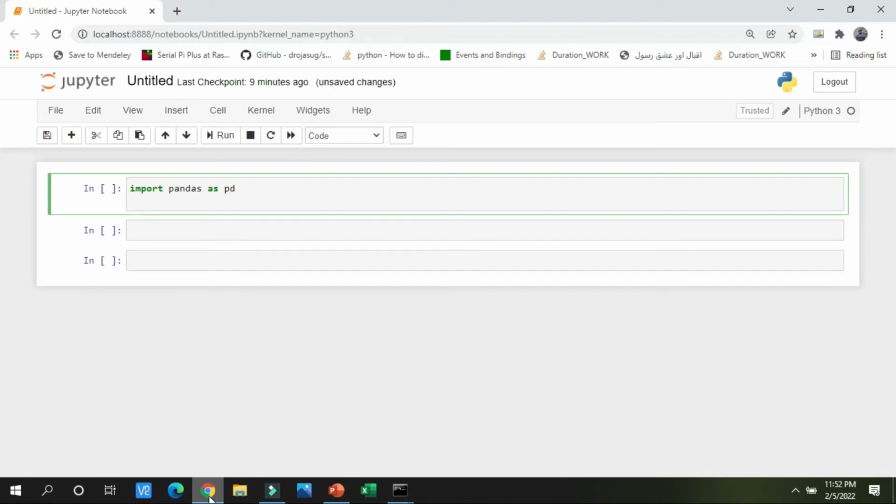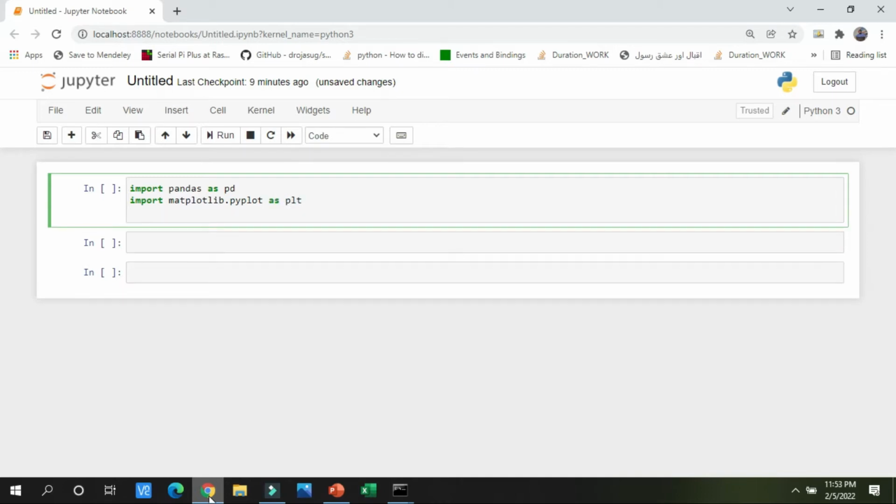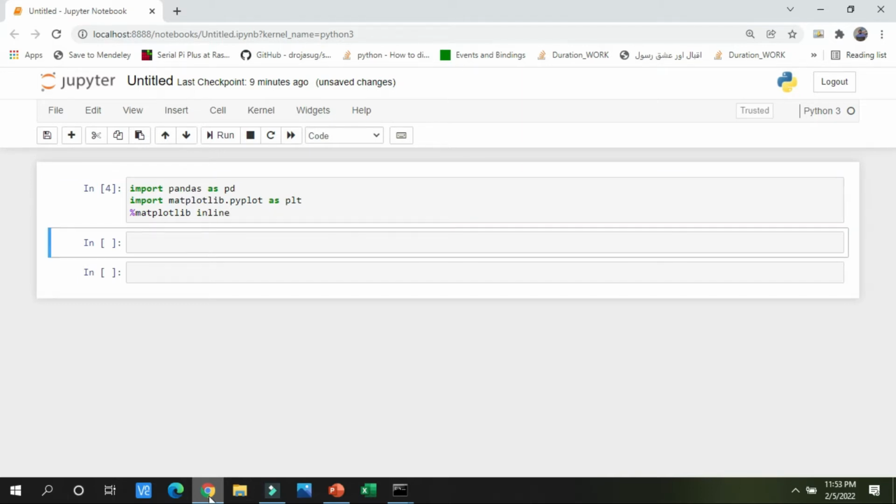So first of all, let me import all the necessary libraries. Import matplotlib.pyplot as plt, and for the display of the matplotlib plot I will write %matplotlib inline and run it. So I have imported the libraries.